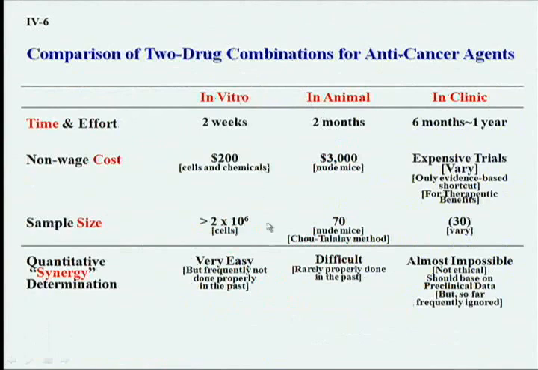Okay, here's a comparison of drug combination in vitro, in animal, and in clinic. The time and effort: in vitro takes 2 weeks, animal 2 months, clinic 6 months to a year. And the material cost is a tremendous difference. Sample size in the clinic is millions, in vitro there's tens, and animal is also tens. And I make a very strong point here. In vitro is easy to do and can quantitate synergy. Animal is difficult, expensive, and slow.